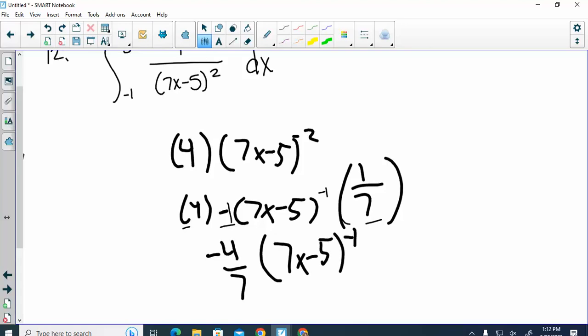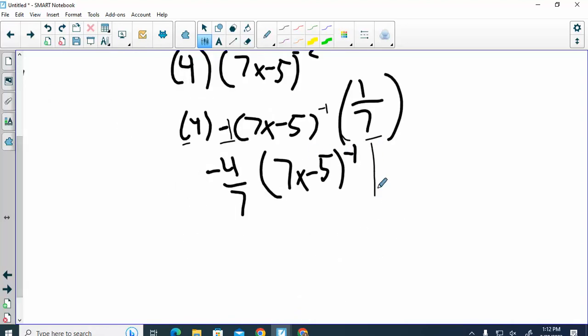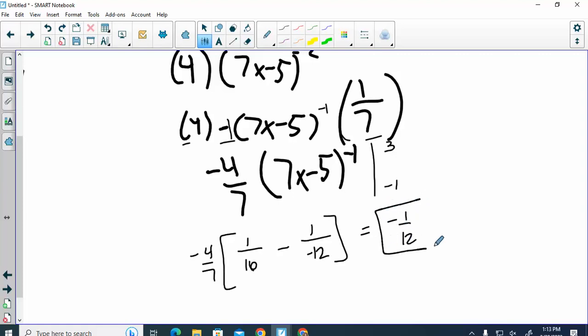So then it doesn't matter. No, it's not distributing. And then we had limits, right? From 3 and -1. So you have the -4/7. A -1 power is like 1 over. So if you plug in the 3, 21 minus 5 is 16. Minus, plug in a -1, -12. And I'm just going to tell you for the sake of time, if you get that, you get -112. All right.